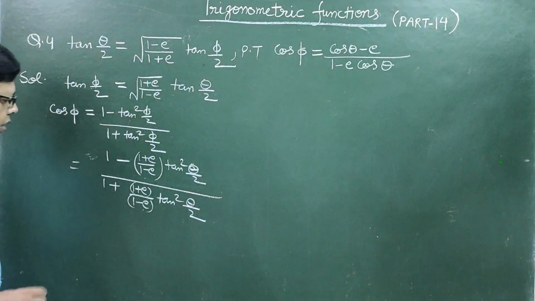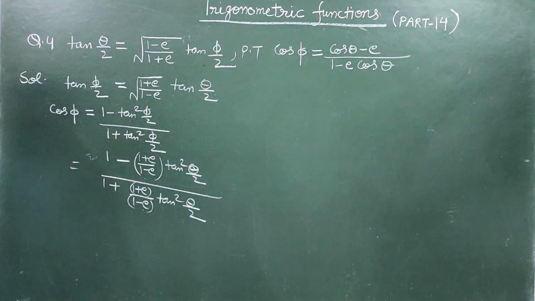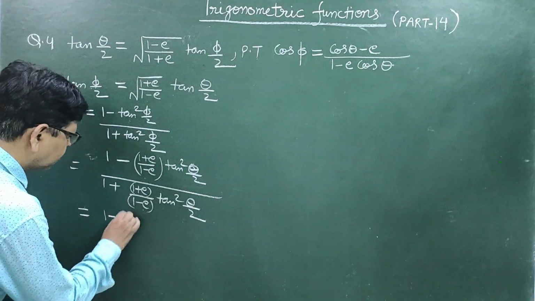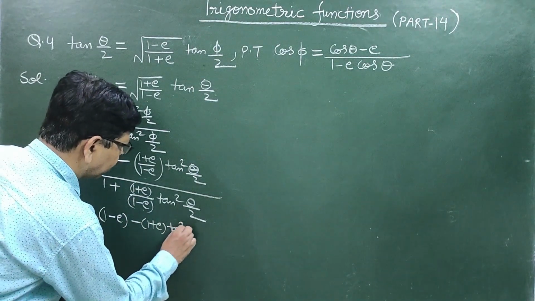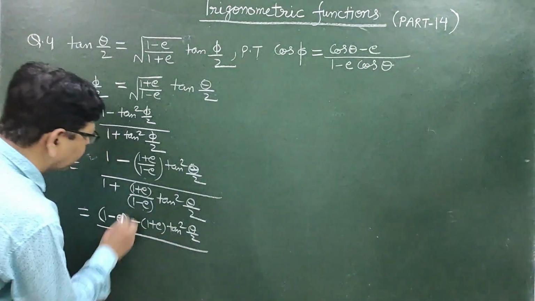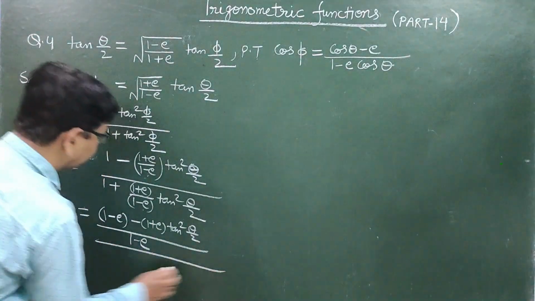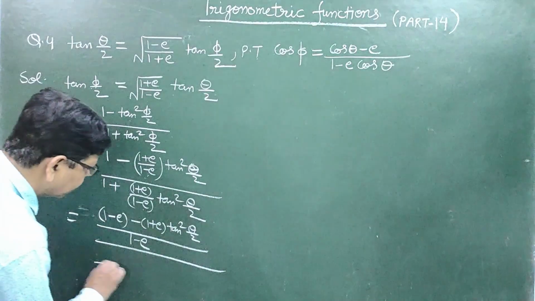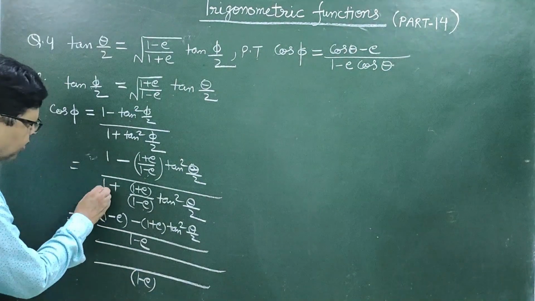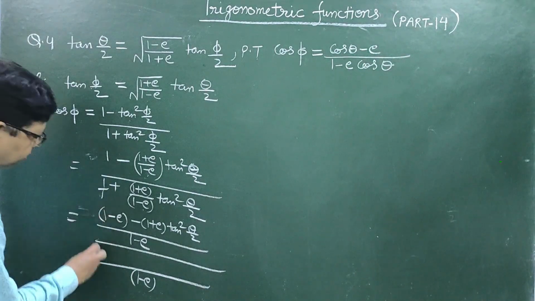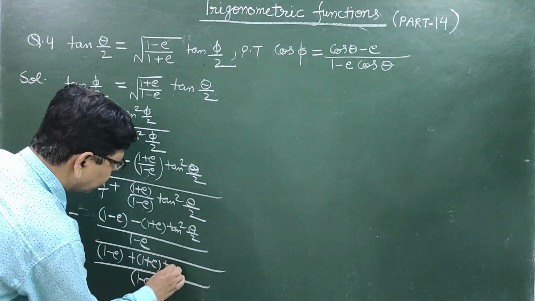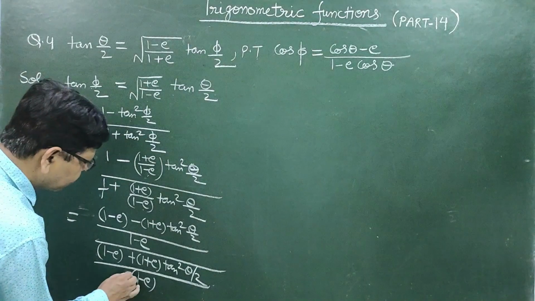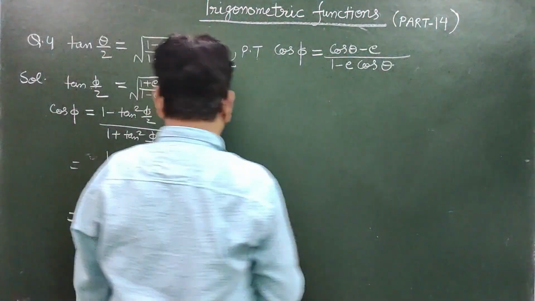Now taking the LCM in the numerator and the denominator, we can write this as equal to, in the numerator, (1 minus e minus (1 plus e) into tan square theta/2) whole upon 1 minus e. Similarly, in the denominator, if you take the LCM as 1 minus e, then you get 1 minus e plus (1 plus e) into tan square theta/2. This 1 minus e and 1 minus e cancel.